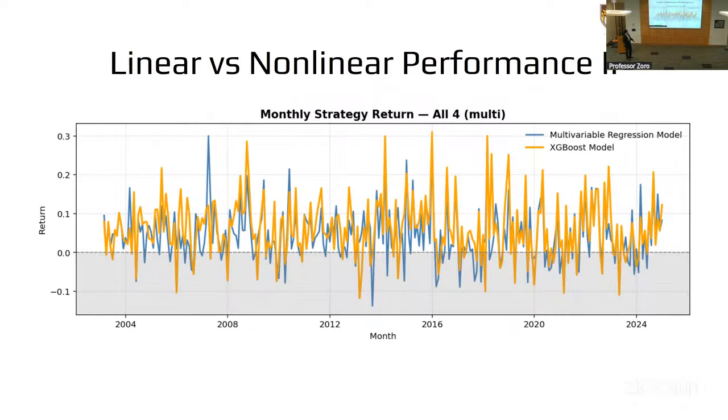An overlay of that nonlinear model, the XGBoost, and the multivariable. You may notice that the XGBoost has a lot more conviction in its positions. It typically has stronger highs, but it also draws down deeper when it does. We'll see in the metrics, those risk return ratios, if we actually should move to that nonlinear model or not.